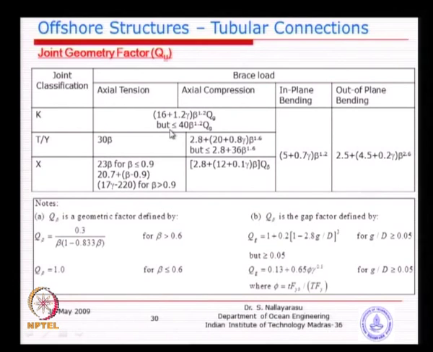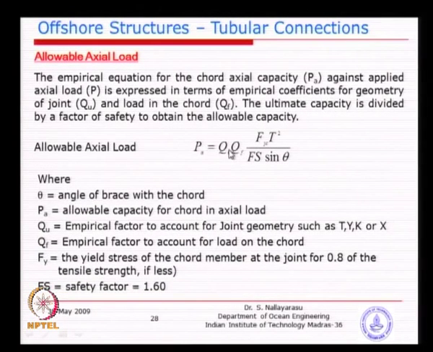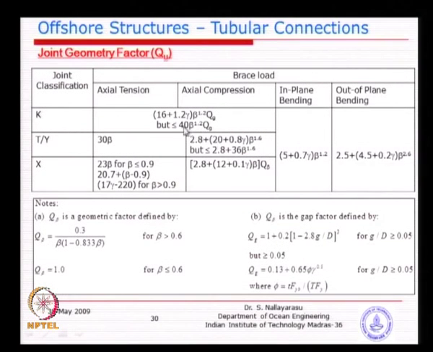So, the formula is the same. For example, whether it is tension or compression, this is the same formula. What will be replaced is the Q values corresponding to tension or compression, and which type of joint you are dealing with. For example, when you are designing a T joint, you will take Qu corresponding to this. If the loading is tension, you will take 30 beta. If the loading is compression, you will take this formula. You understand the idea, no?